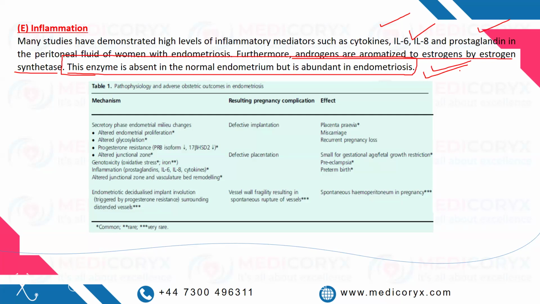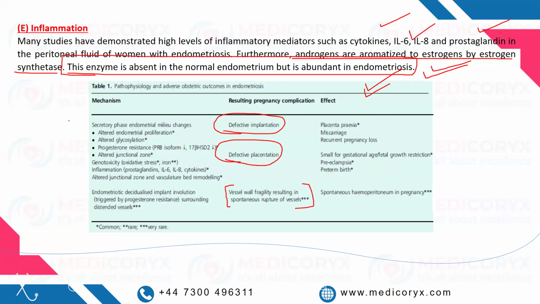All right. So now altogether we can summarize what exactly the pathophysiology is and what the adverse obstetrical outcomes are. From here, one or two questions can come in the exam. So we can simply think of number one, implantation failure, then defective placentation, then vessel wall fragility and spontaneous rupture of the vessels.